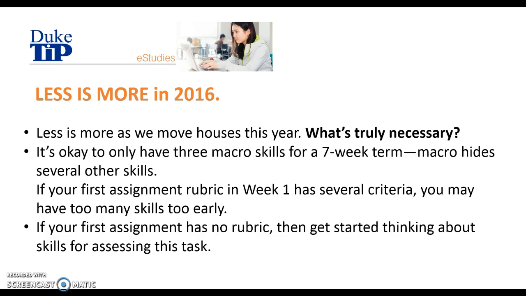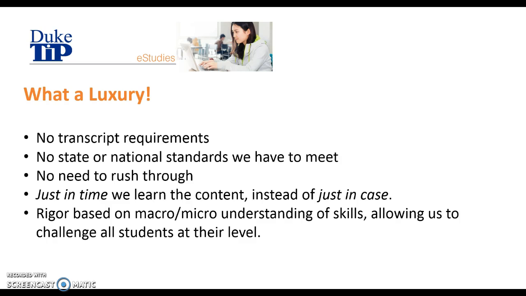Just a couple other thoughts. Less is more for 2016 because we're moving houses, so you'll be thinking, what is truly necessary? It's okay to only have maybe 3 macro skills for a 7-week term because you know the macro skill is going to hide several other skills. Things to think about: if your first assignment in week 1 has several criteria on it, you may want to chunk it. You may have too many skills too early. Likewise, if you've inherited a course where the first assignment has no rubric, then you can get started thinking about what are the skills for assessing this task.